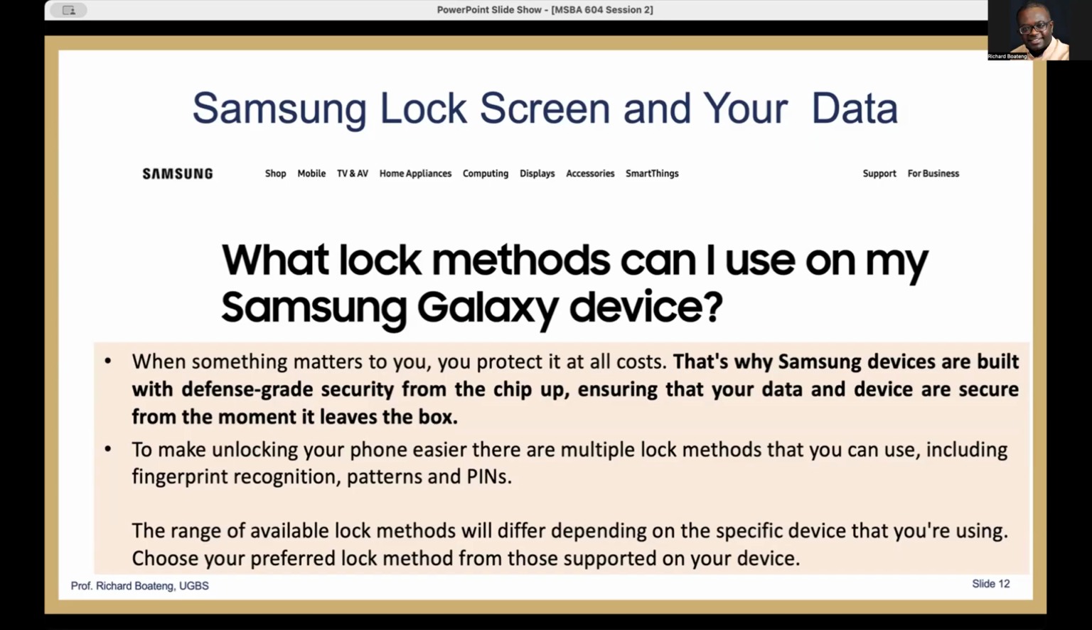To make unlocking your phone easier, there are multiple lock methods. Now, in the procedure you can use, including fingerprint recognition, patterns, and pins. So these are the ones that are just recommended.